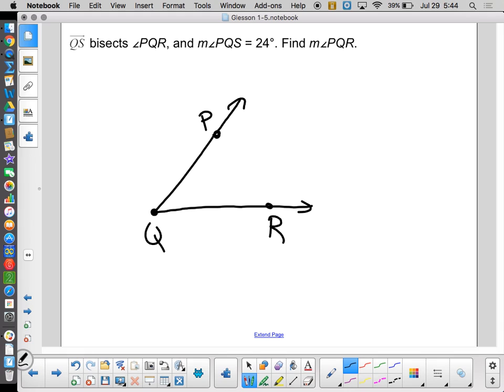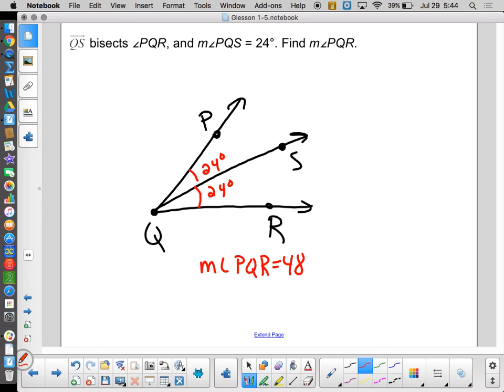QS is the bisector. What does that mean? It's going right smack down the middle here. Since we're told it's a bisector, it means those two angles are perfectly congruent to each other. Now, what are we given? Measure of angle PQS is 24 degrees. So this must also be 24 degrees. Measure of angle PQR in that case has to be 48 degrees.